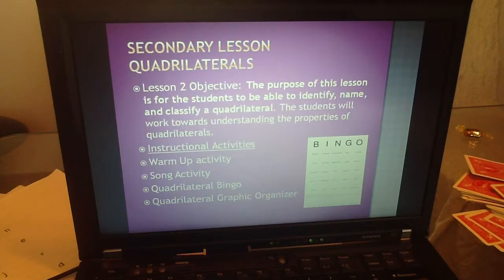In Lesson 2, students completed the warm-up activity, listened to the parody of Radioactive by Imagine Dragons that classifies quadrilaterals, completed a fill-in-the-blank quadrilateral, and played bingo to practice classifying or naming quadrilaterals.